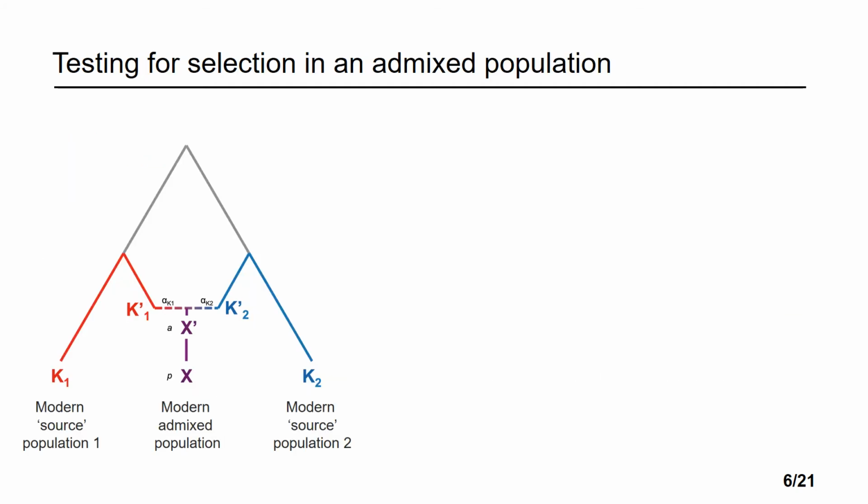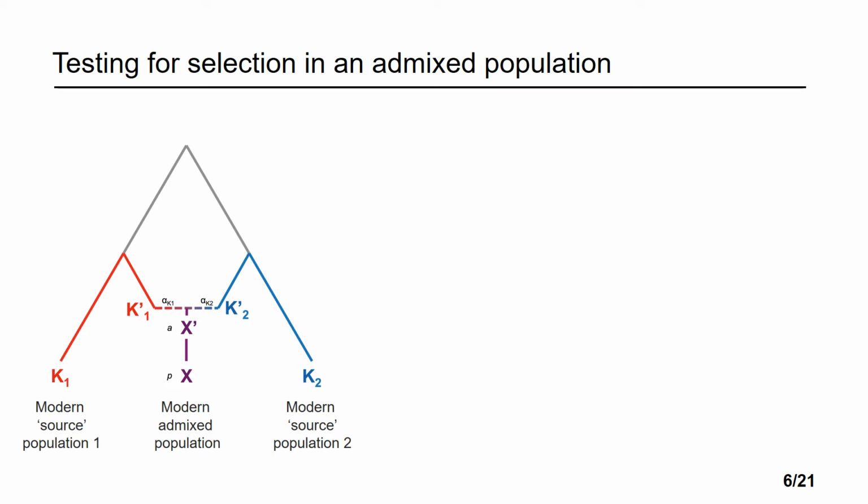So here we have a schematic of our selection model. And what we do is model the allele frequency in a modern admixed population, here shown as a purple X population. And we model it as a linear combination of the allele frequencies in the 2 ancestral populations, K1 and K2, weighted by their respective ancestry contributions.